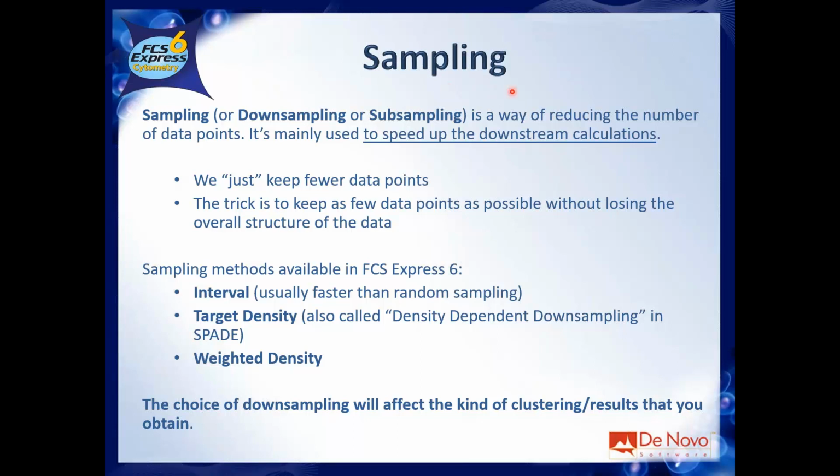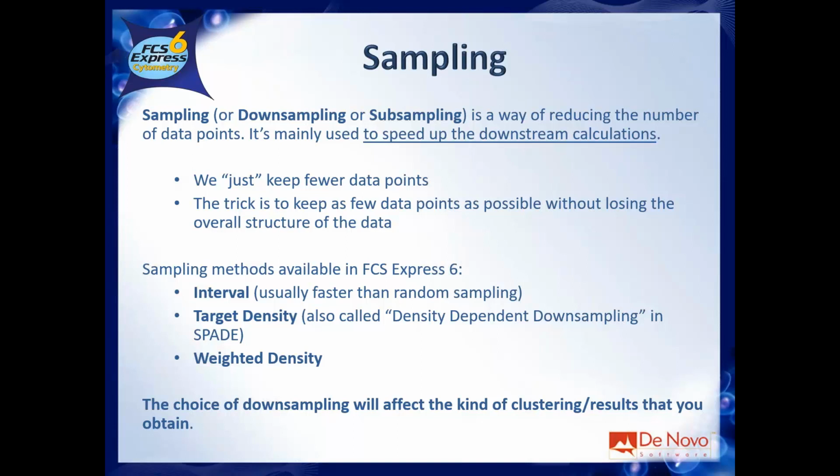So how do you perform sampling? Basically you're just keeping fewer data points, but the crucial point is to keep enough points to avoid losing the overall structure of the data. So if you have 1000 events and you just sample 5, those 5 may not be enough to estimate the structure of your data. So you may want to increase that.